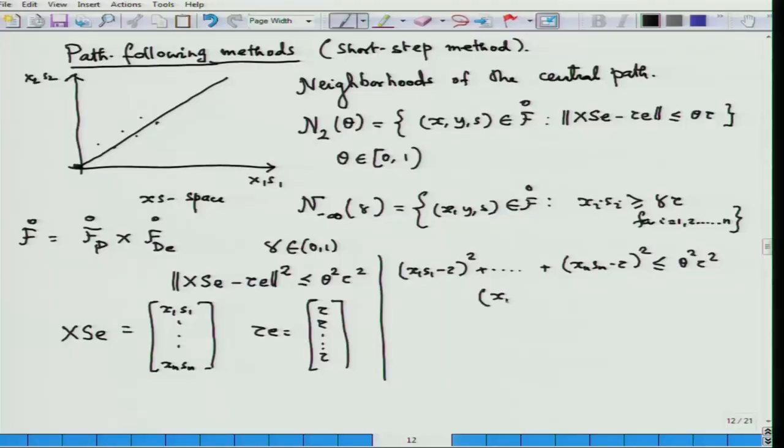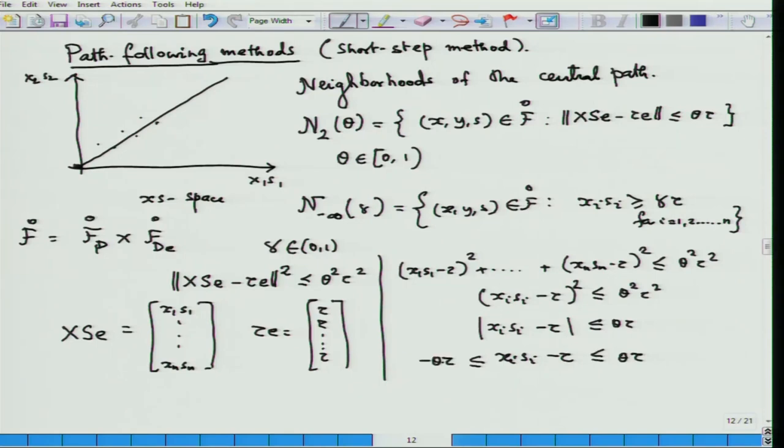So, what I am having is x I s I minus tau is less than theta square into tau square. So, this would just give me that, which simply means we can just directly write down from this. This is what it means, which means that tau minus theta tau is less than x I s I is less than tau plus theta tau. So, x I s I for every I lies between 1 minus theta into tau and 1 plus theta into tau. So, here x 1 s 1 and x 2 s 2 are both within these two limits. Right.